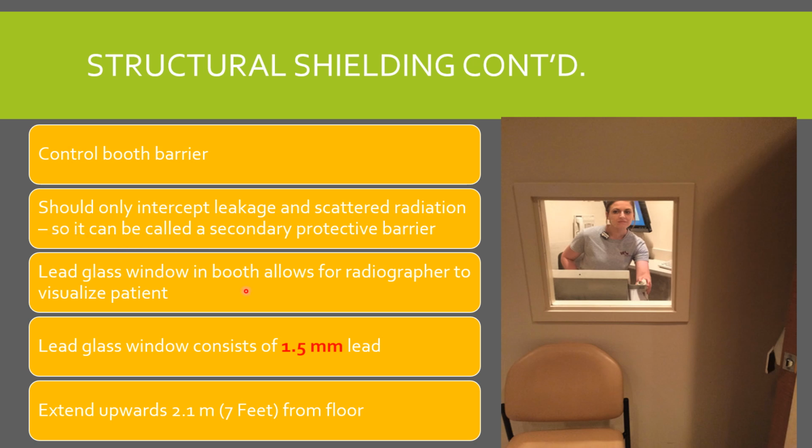The lead glass window in the booth allows the radiographer to visualize the patient. The leaded glass window consists of 1.5 millimeters of lead. It extends upwards again 2.1 meters or 7 feet from the floor.